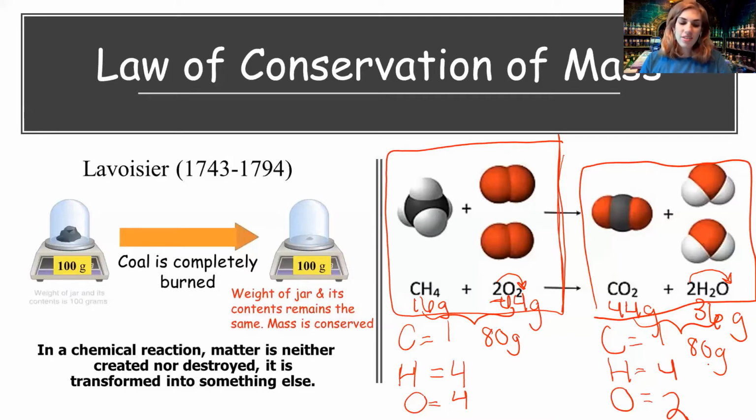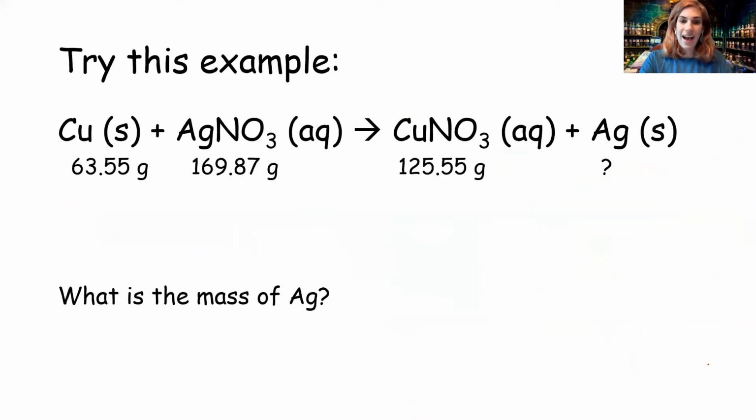So Lavoisier's discovery of the conservation of mass is what has now led us to this idea of balanced equations. So he's pretty significant, but apparently the French didn't think so because they executed him by guillotine during the French Revolution.